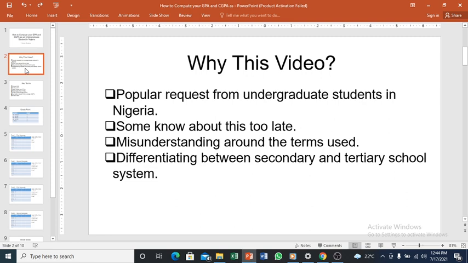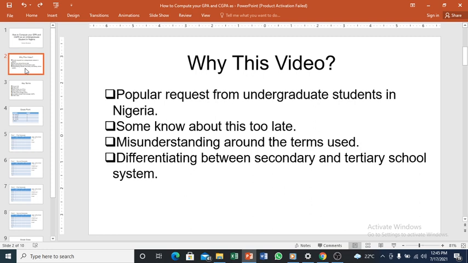And then number four, differentiating between the secondary and tertiary school system. In the secondary school system, all you really need to do to progress and do well is just to have a credit. If you see a lot of requirements for getting into the campus, they will tell you that if you have a minimum of a credit in maths and English and three other relevant subjects, then you'll be granted admission. But it's a different ball game in the tertiary school system.